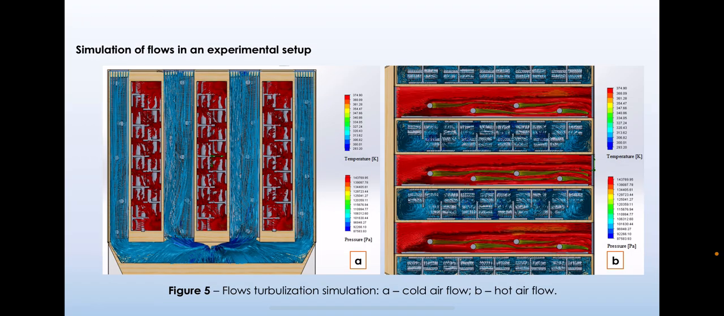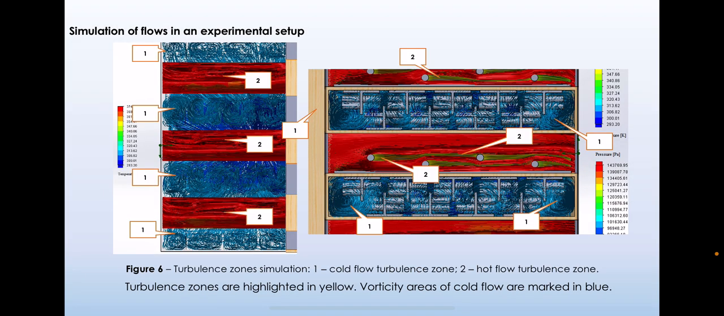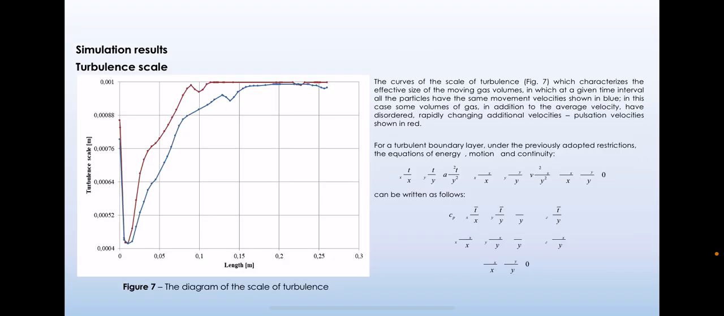Here you can see flows turbulization simulation, cold air flow, and another picture, hot air flow. Here you can see turbulence zones highlighted in yellow. Vorticity areas of cold flow are marked in blue. On the figure 7, the diagram of the scale of turbulence.